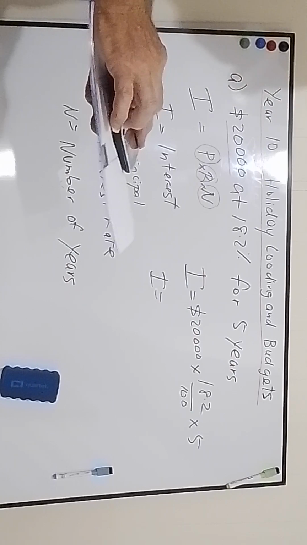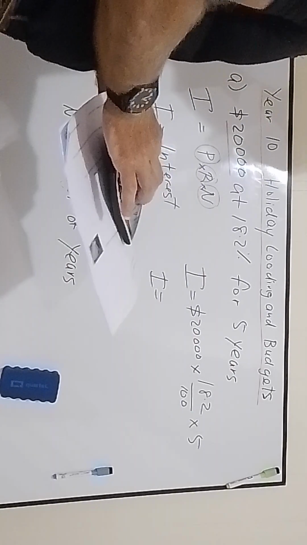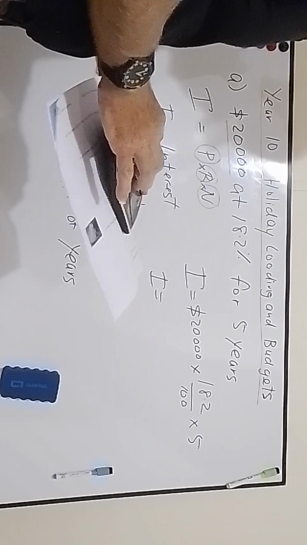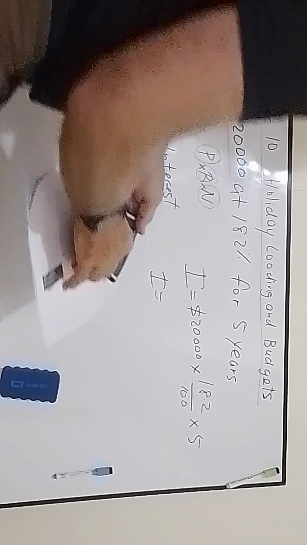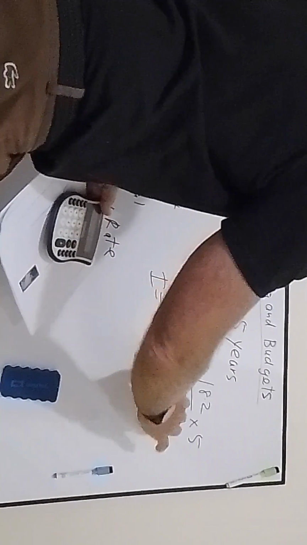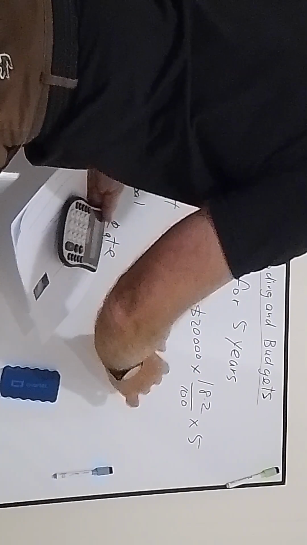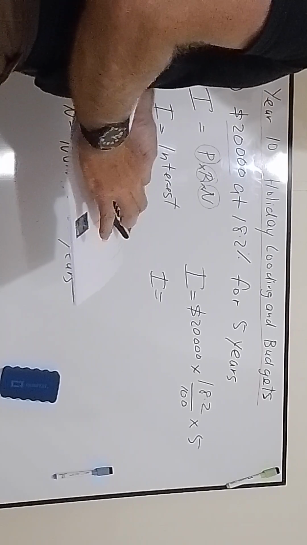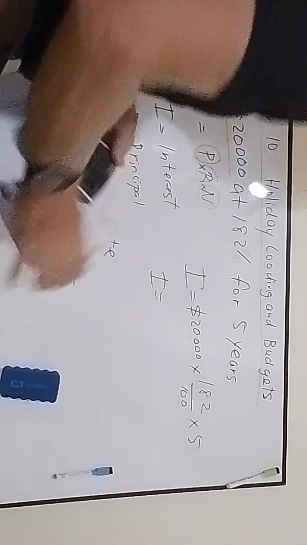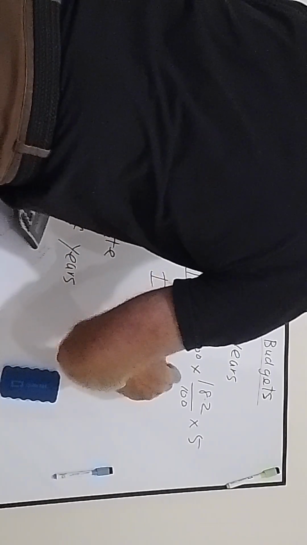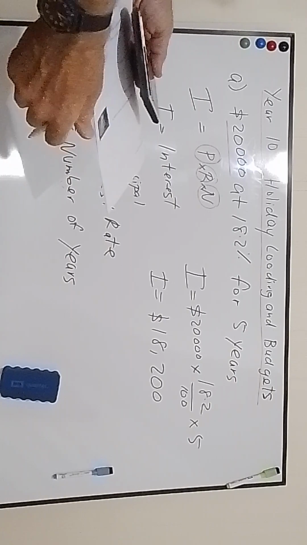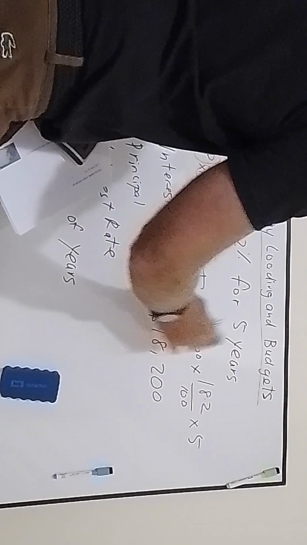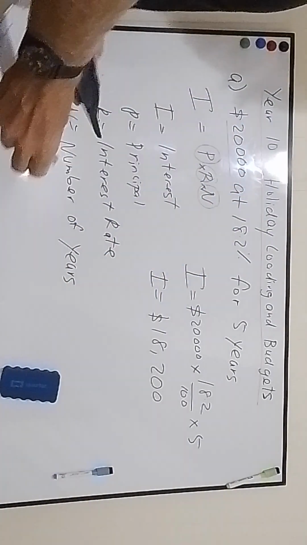Actually, let's find this out first. 18.2 divided by 100 equals 0.182. So that's the interest rate. Remember, when we multiply, it doesn't matter what order we multiply in. So I'm going to go 0.182 times by 20,000 times by 5 equals, alright, so the interest amount is going to be $18,200. Okay, and that's the answer there. It seems quite a lot of money. You've almost doubled your money in 5 years, but 18.2% is a high rate of interest.